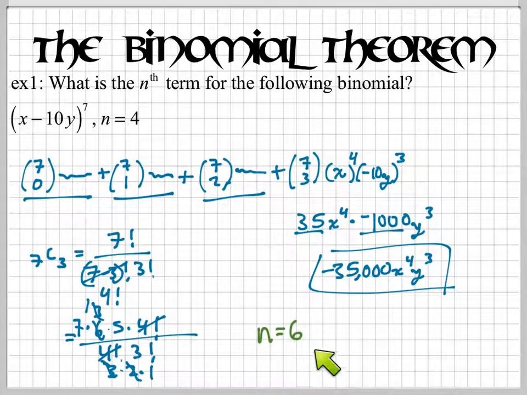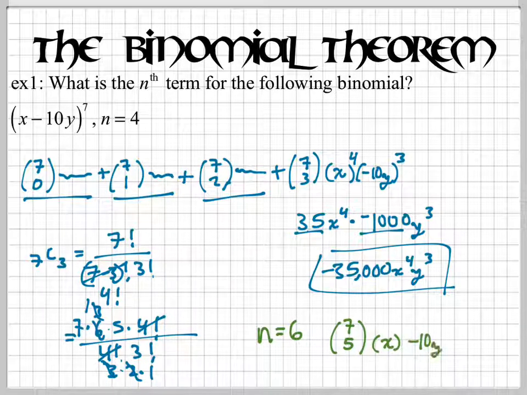Okay, so I just wanted you guys to set this one up, just to give it a shot. N equals 6. So how would I set up the combination part? Just setting it up. We know that it's 7 choose what? Okay, you're choosing 5 because remember you always start with 0, so 5 would be your 6th term. And then you have x is your first term and negative 10y is your second term.